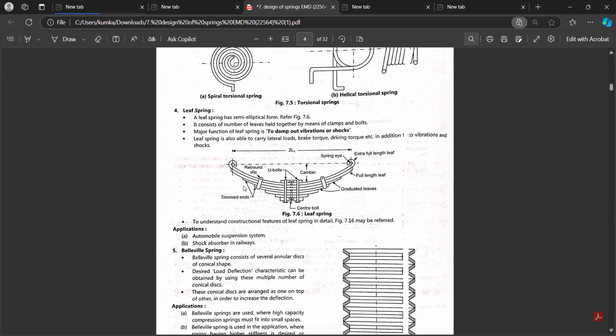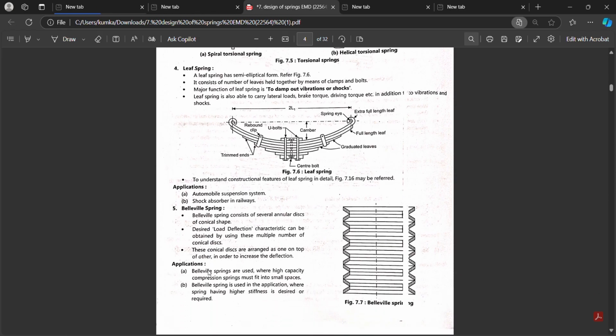This leaf spring you have already seen in trucks, where it is used in automobile suspension system and the shock absorber in a railway.